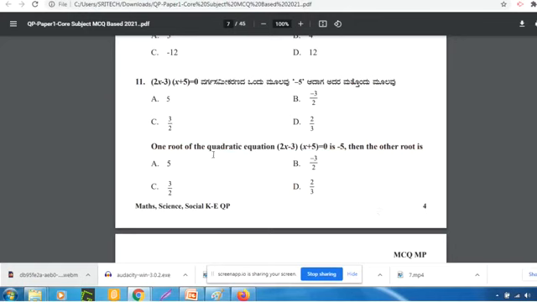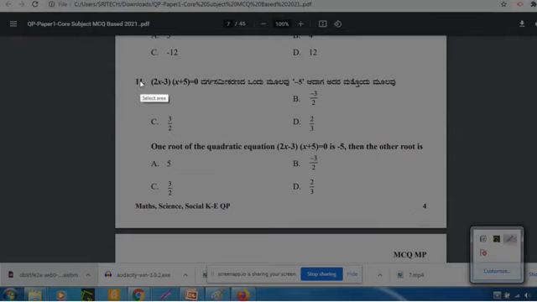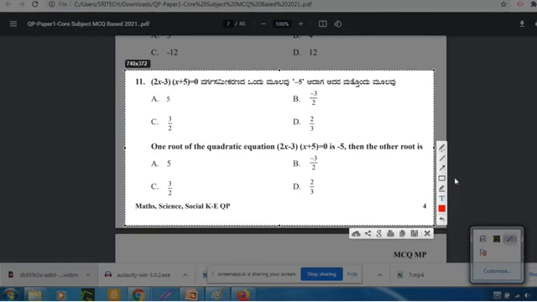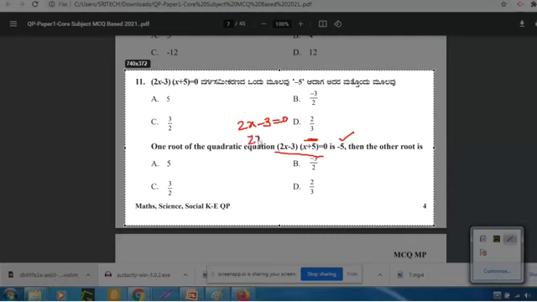11th question. One root of the quadratic equation 2x minus 3 into x plus 5 is equal to 0 is minus 5. Then the other root is, one root they have given and we are going to find the other root. I'm going to explain the solution in this answer sheet itself. We all know that there will be two roots for a quadratic equation. Already they have given one root, which is minus 5. The other root will be from 2x minus 3 is equal to 0. So 2x is equal to 3, x is equal to 3 by 2. So the other root is 3 by 2. The correct option here is C.